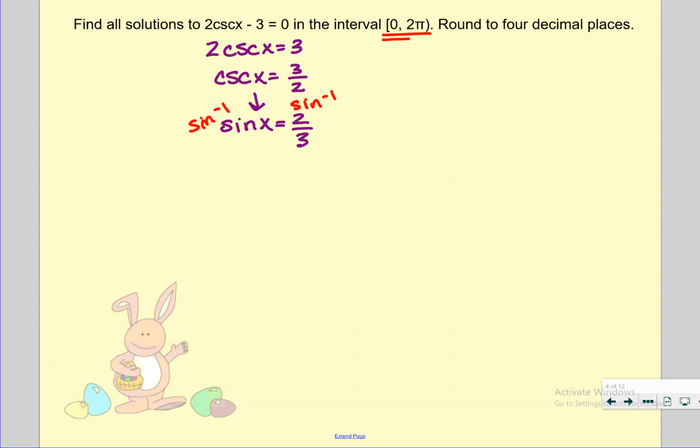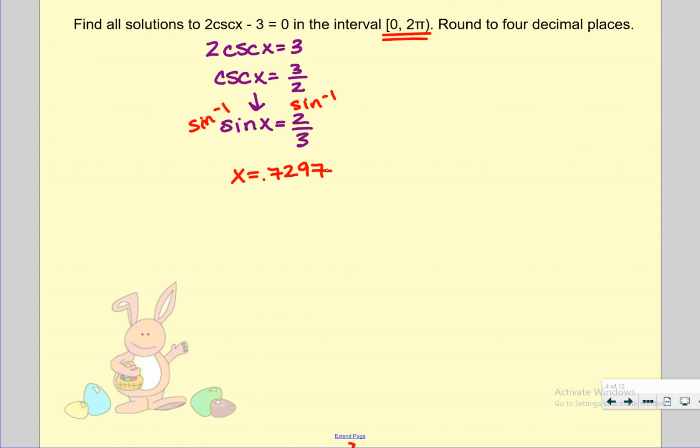Okay, the instructions say we want answers between 0 and 2 pi. So am I in radians or degrees? It's in radians. Okay, so double check that you are in radian mode. I want to change it, hit mode, go to radians. Okay, and then inverse sine of 2/3. I get x equals 0.7297. It said 4 decimal places.